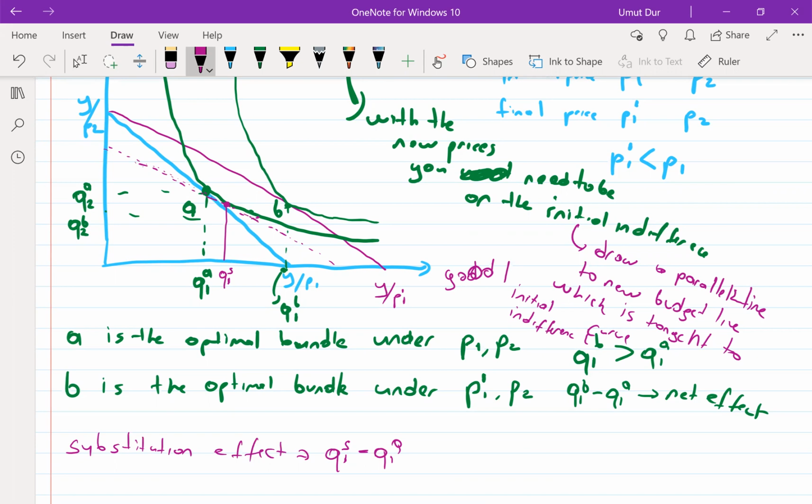Burası açık mı? Birazdan bir örnek çözeceğim. Orada biraz daha açık olmasını sağlayacağız. But please let me know if this is clear or not.